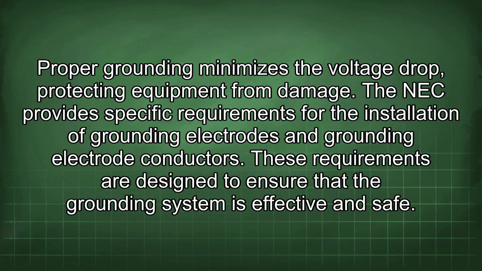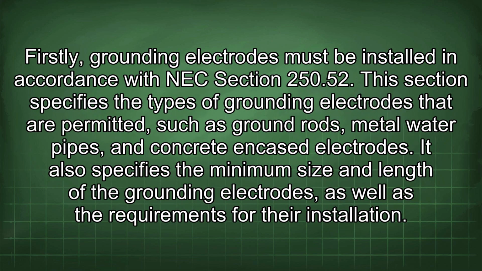The NEC provides specific requirements for the installation of grounding electrodes and grounding electrode conductors. These requirements are designed to ensure that the grounding system is effective and safe. Firstly, grounding electrodes must be installed in accordance with NEC section 250.52. This section specifies the types of grounding electrodes that are permitted, such as ground rods, metal water pipes, and concrete encased electrodes. It also specifies the minimum size and length of the grounding electrodes, as well as the requirements for their installation.